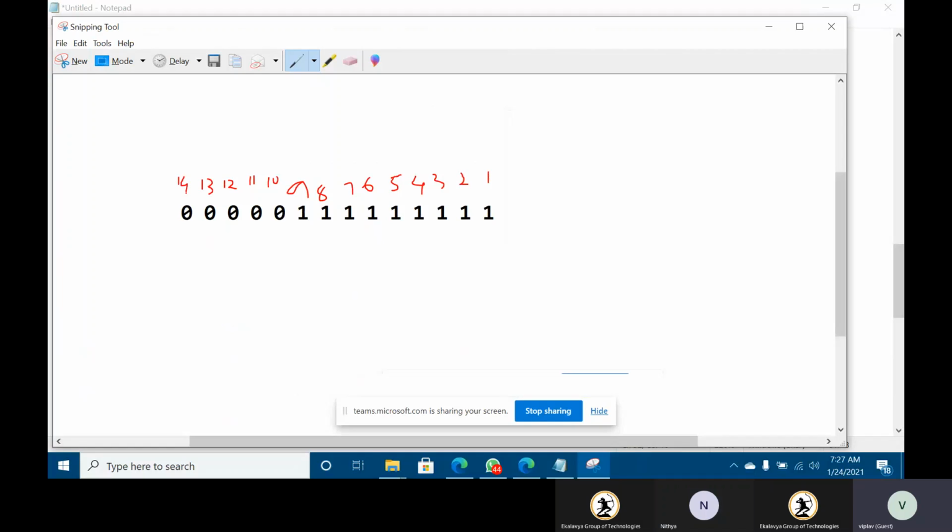Got it? Now what I am doing for the mod 8: take 8. If it is 1, we have to take the output from the left side. If it is 0, we have to take the output from the right side. So what is the representation here? 0 0 0 0 0 1, nothing but 1. Got it? Like that we have to do. That's it.